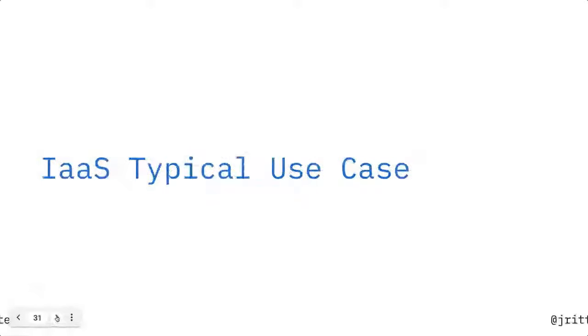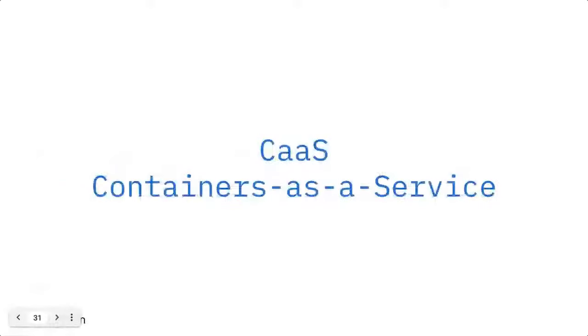So the next deployment model we're going to look at is CaaS. So this is our containers as a service. So think Kubernetes.